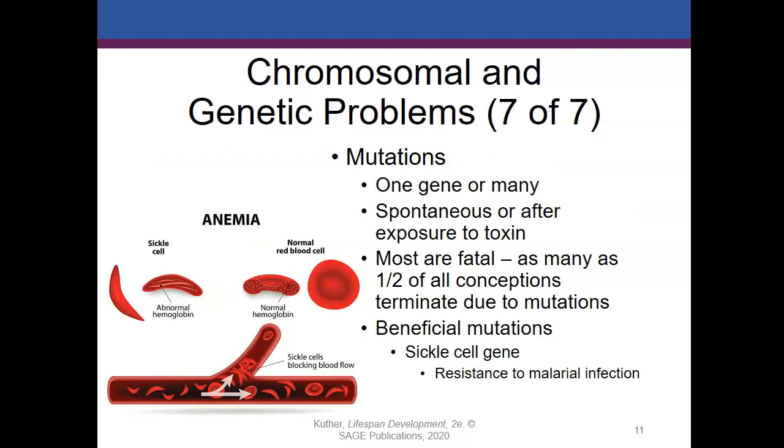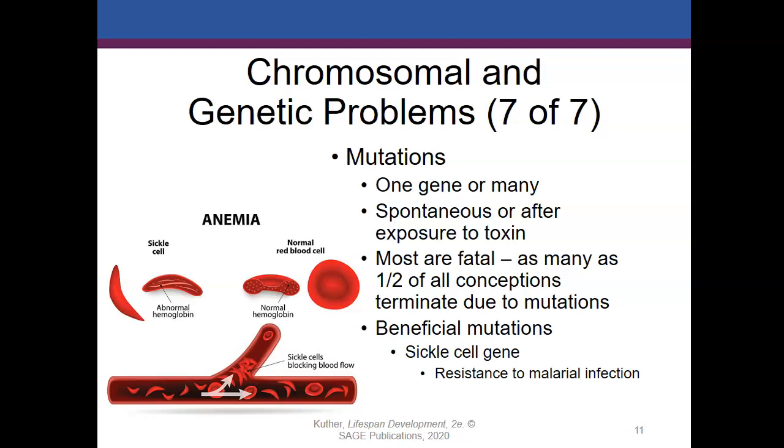Mutations are sudden changes in abnormalities of one gene or many genes. They can occur spontaneously or as a result of exposure to environmental toxins. Most of these mutations are fatal. The developing organism often dies soon after conception, typically before the woman knows she is pregnant. Maybe as many as half of all conceptions terminate due to mutations.